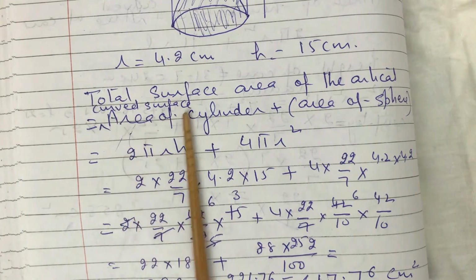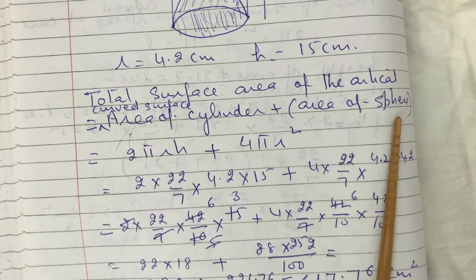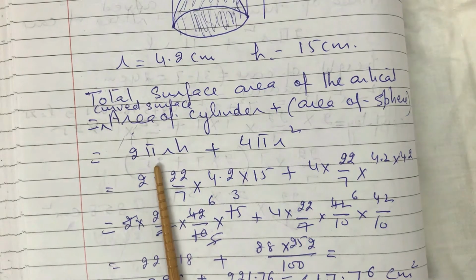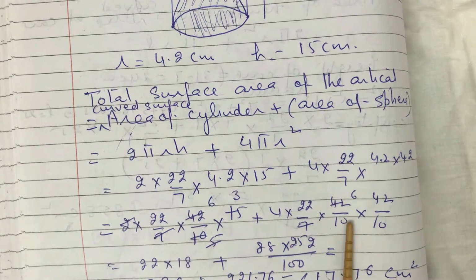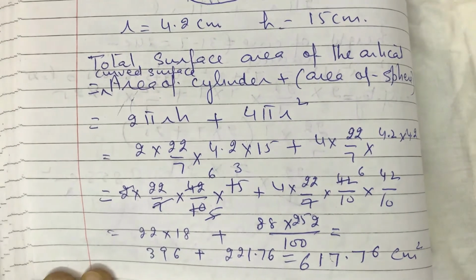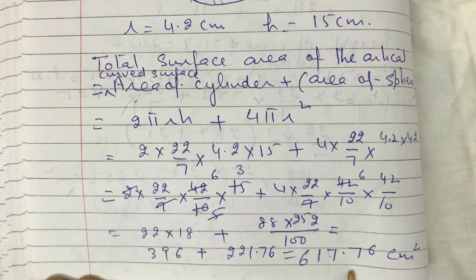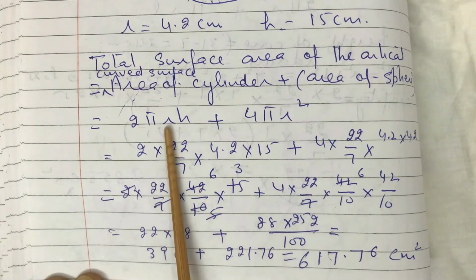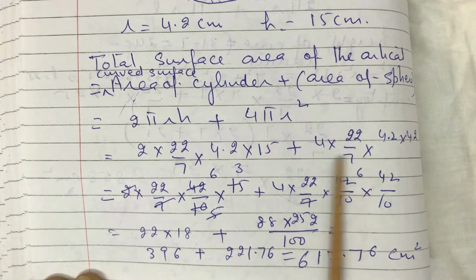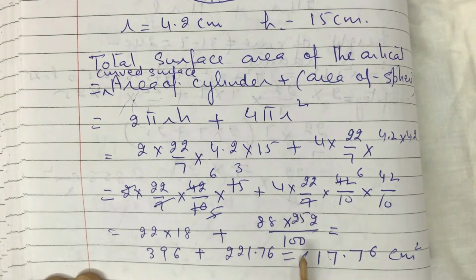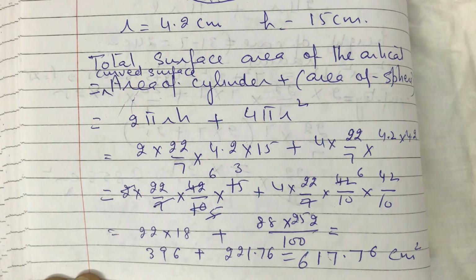That is curved surface area of the cylinder plus area of the sphere, which is equal to 2 pi rh plus 4 pi r square. Now substitute the values and you will get 617.76 centimeter square. I can take common from here. On the next page, if you take common, then it becomes a bit easy and the answer is the same. I'll show it on the next page.